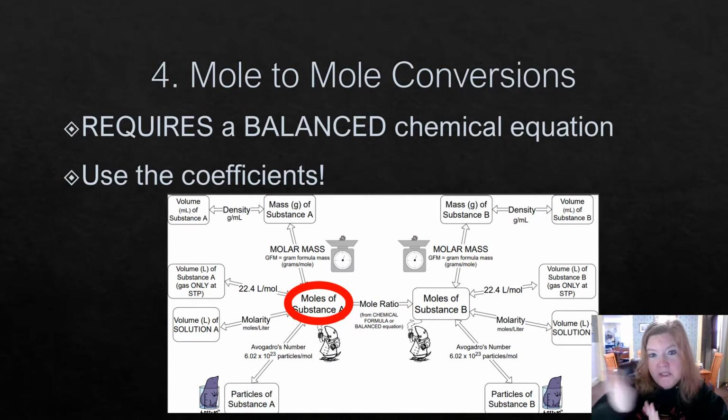Okay, what about mole to mole conversions? Well, now I need a balanced chemical equation, and I'm going to use the coefficient. So I'm going to be starting with moles of a substance, and I want to switch to moles of another substance. That means I need to cross sides. And in order to do that, I need the mole ratio from either the formula, or in this case, what I'm talking about is the balanced chemical equation. So once I do that, I can switch to moles of the other substance.